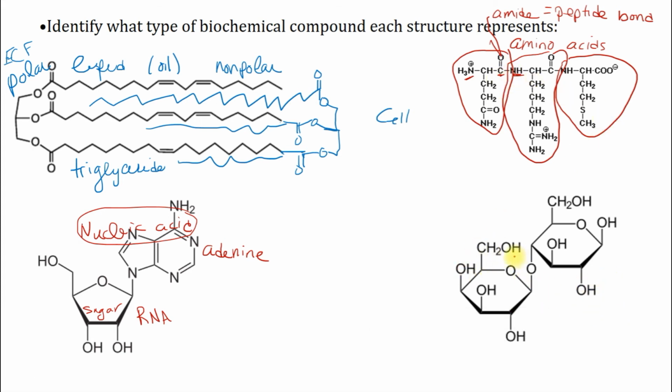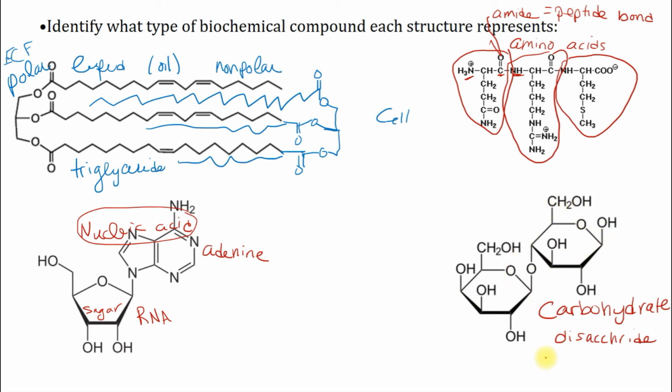Okay, and then finally our last one here. This is more rings that have a lot of OHs on them. So this is probably a carbohydrate. In particular, this particular one is a disaccharide because disaccharides have 2 sugars. So here's one sugar, here's a second sugar.